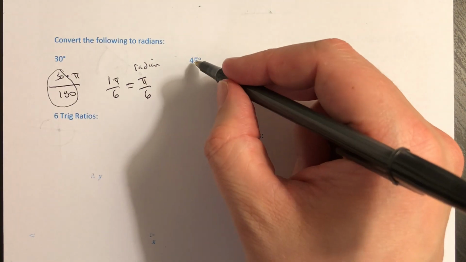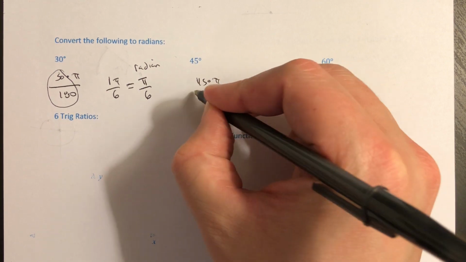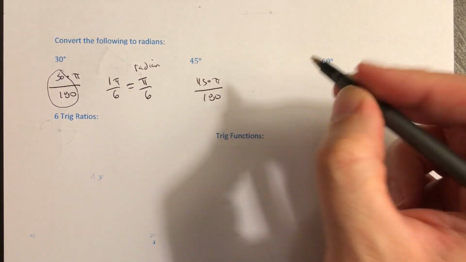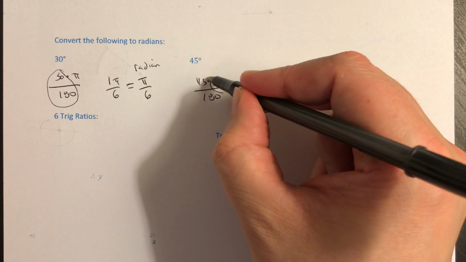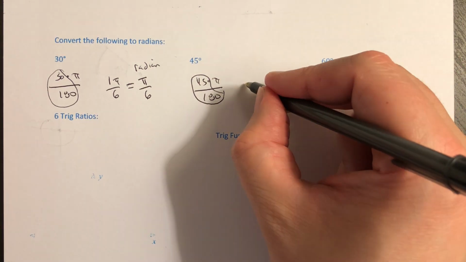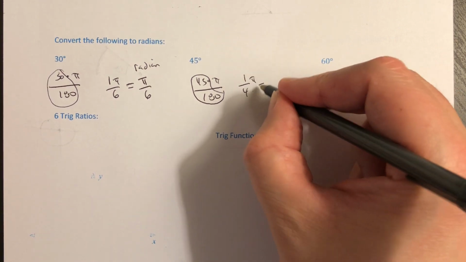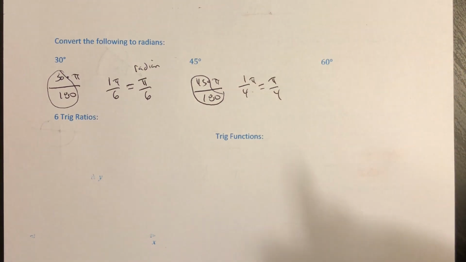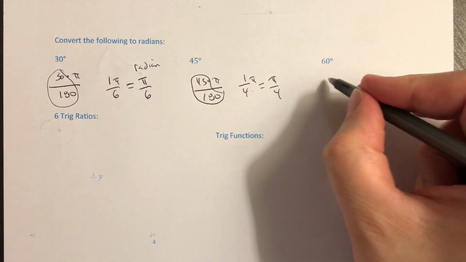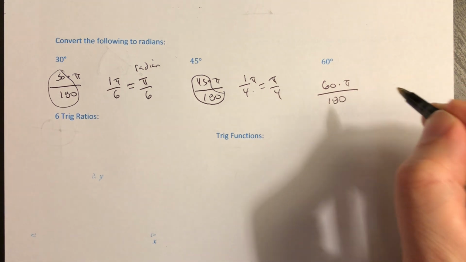Okay. 45 degrees, well, we take 45, multiply by pi, and divide by 180. Once again, we care about just leaving our pi, so we're going to figure out what fraction 45 over 180 is, and we end up with 1/4 of a pi, which is written as just pi over 4. Okay, last one, 60 times pi over 180.